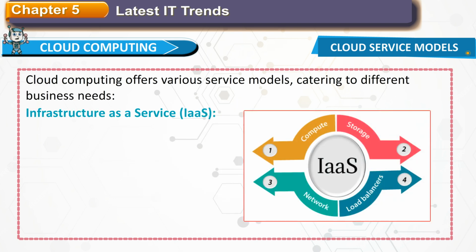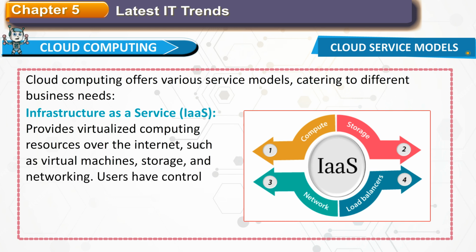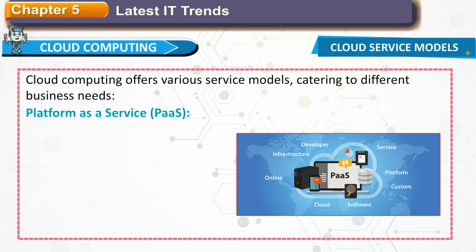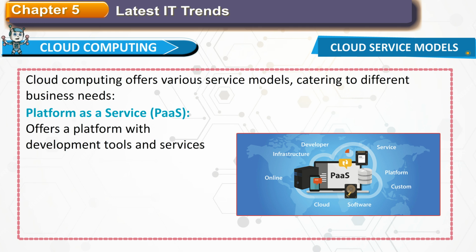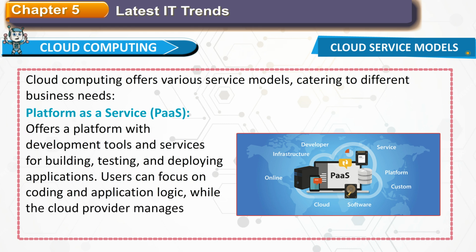Infrastructure as a service, IaaS, provides virtualized computing resources over the Internet, such as virtual machines, storage, and networking. Users have control over the operating system and applications. Platform as a service, PaaS, offers a platform with development tools and services for building, testing, and deploying applications. Users can focus on coding and application logic, while the cloud provider manages the infrastructure.